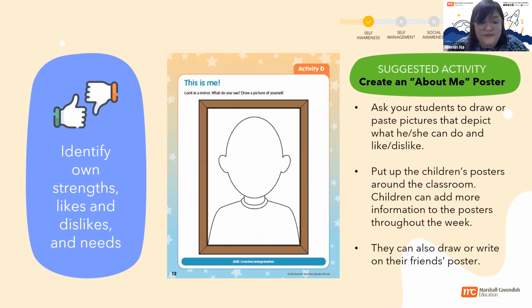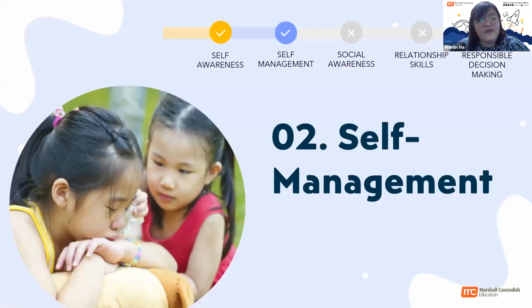In another activity called This Is Me, you can get your students to draw a self-portrait, then get them to draw or paste pictures of what he or she can do and what he or she likes and dislikes. Thereafter, you can extend beyond and paste all these posters around the classroom, or even get their peers to draw or write on each other's posters, as they get to know their friends better. All right, so that is the first part on self-awareness.